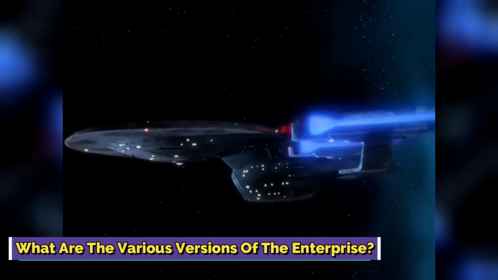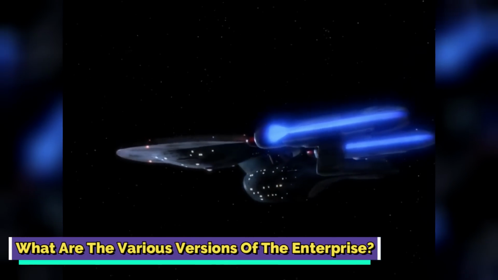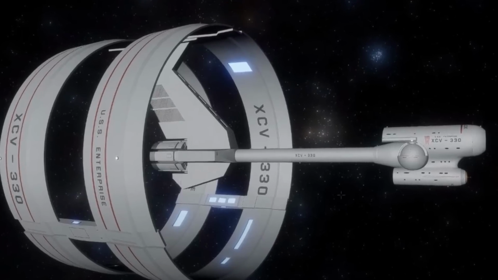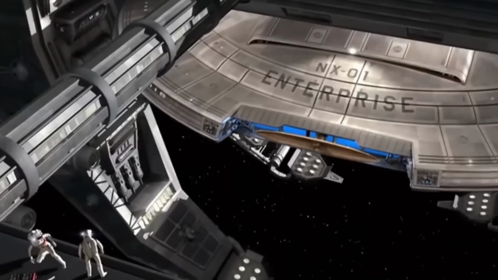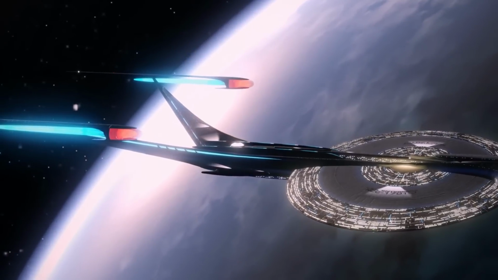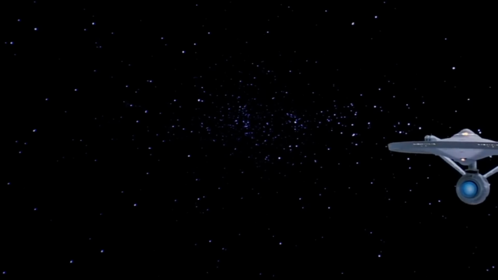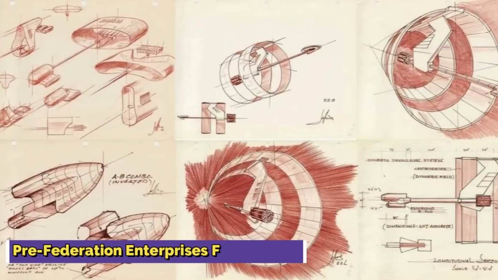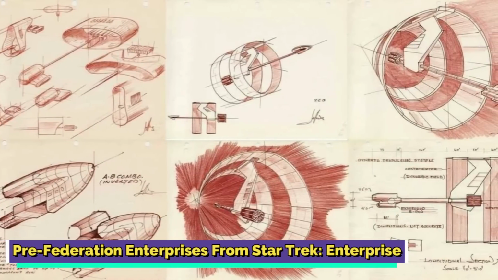What are the various versions of the Enterprise? There are many versions of the Enterprise, ranging from the pre-Federation Enterprises to Enterprise-J, USS Enterprises, and even the NCC-1701 version. Let us have a look at all of these different versions and get into the details of each of their special functions. Pre-Federation Enterprises from Star Trek: Enterprise.